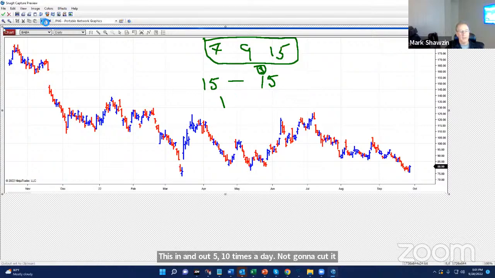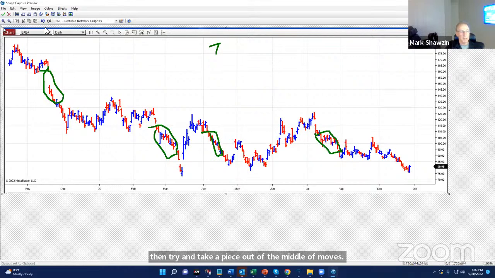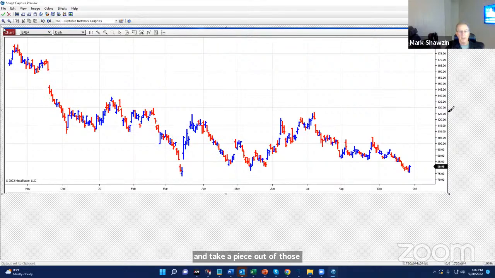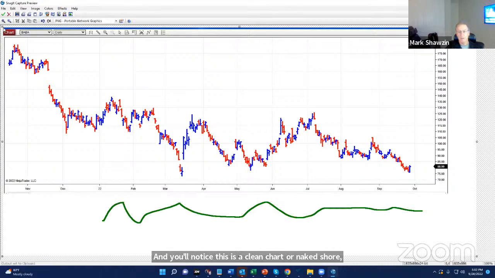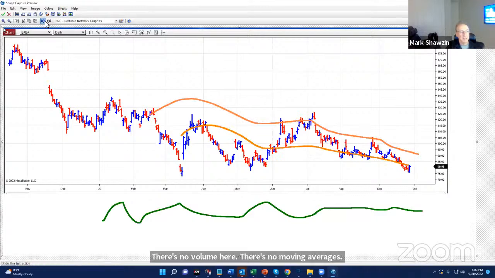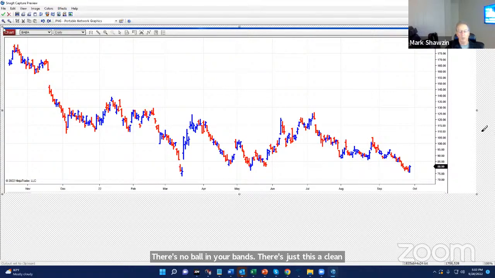So, I kind of just look at everything on a big picture basis. I try and see the global pattern, the global trends, and then try and take a piece out of the middle of moves. See the patterns that lead to these moves and just try and take a piece out of those moves. And you'll notice this is a clean chart or a naked chart. It's naked because there are no indicators. There's no volume here. There's no moving averages. There's no Bollinger Bands. There's just clean price and time. And from this, I can make risk and reward calculations.